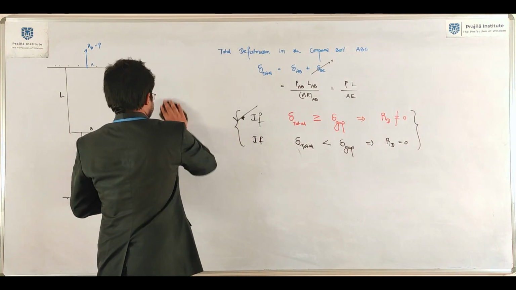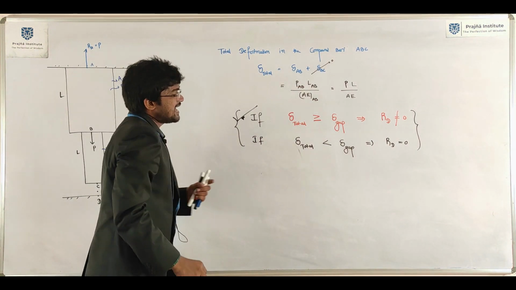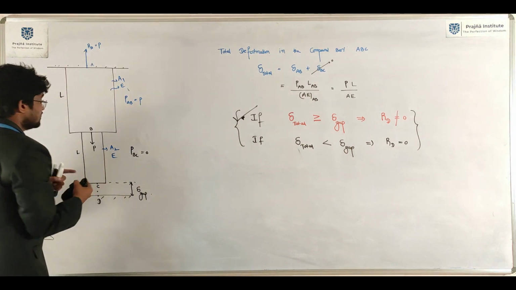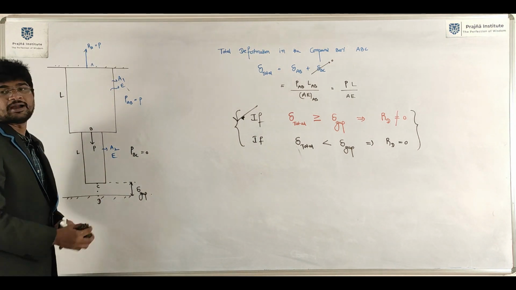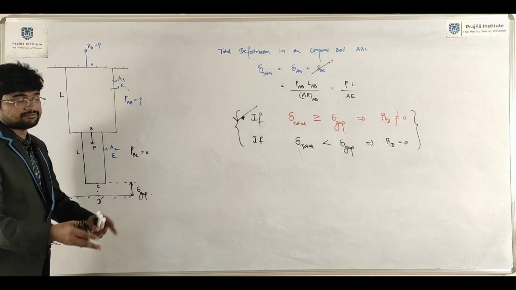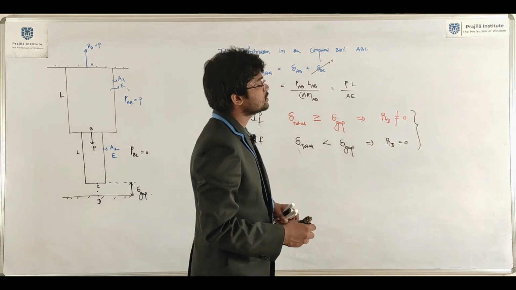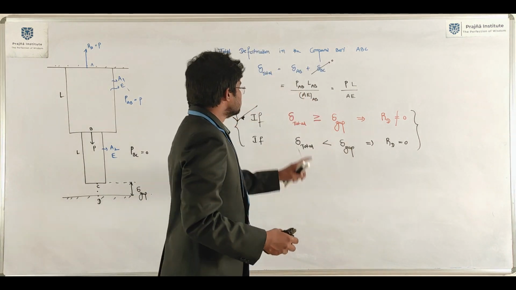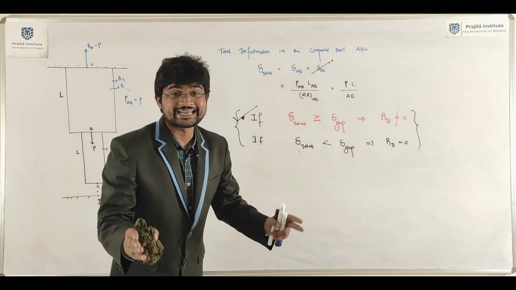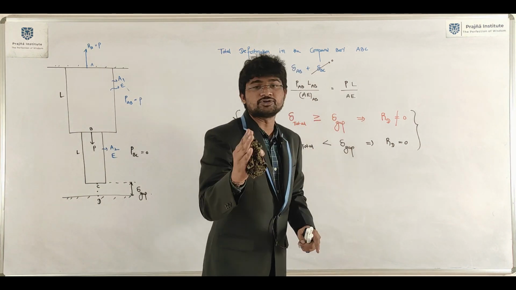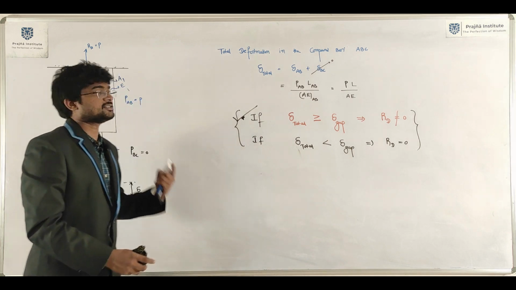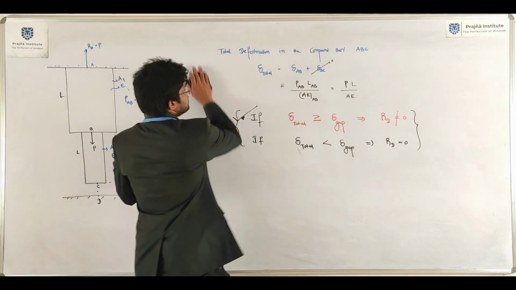Next, for example, here I assume that I have been given numerical values of P and AE, everything given. I calculated delta total, and I got delta total greater than or equal to delta gap. In that case, RD is not equal to 0. Now, how to determine the support reactions? We can discuss.